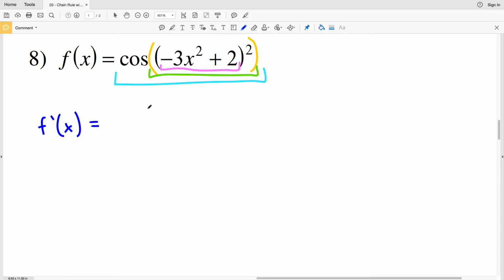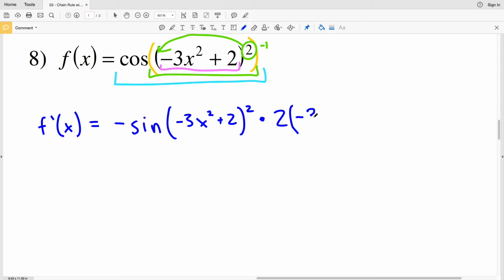So starting with the outermost function, the derivative of cosine is negative sine. So we're going to have the negative sine of negative 3x squared plus 2 squared. That will then get multiplied by the derivative of that inner function, which in this case we need to take the 2, bring it down in front, and then decrease that exponent by 1. So that's going to be 2 times negative 3x squared plus 2 to the first. And then that quantity will get multiplied by the derivative of the innermost function, which is the derivative of negative 3x squared plus 2. This 2 is a constant, therefore the derivative is 0. And the derivative of negative 3x squared, that 2 will get multiplied to negative 3, and then the value of the exponent will decrease by 1 to give us negative 6x.